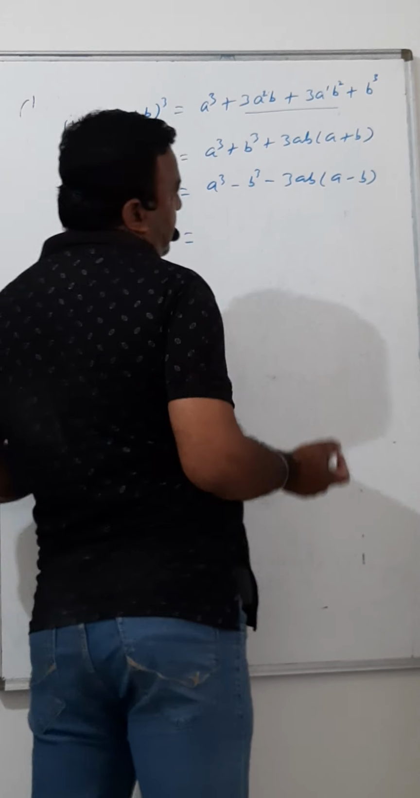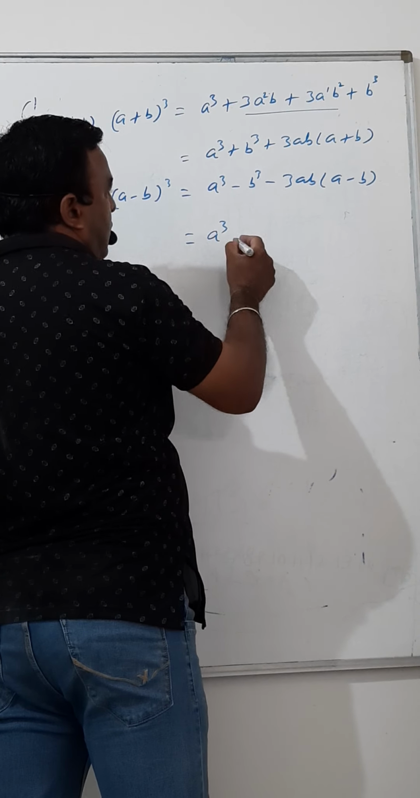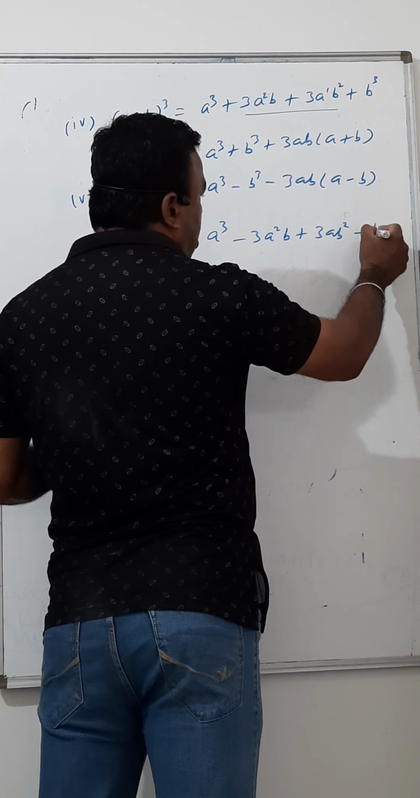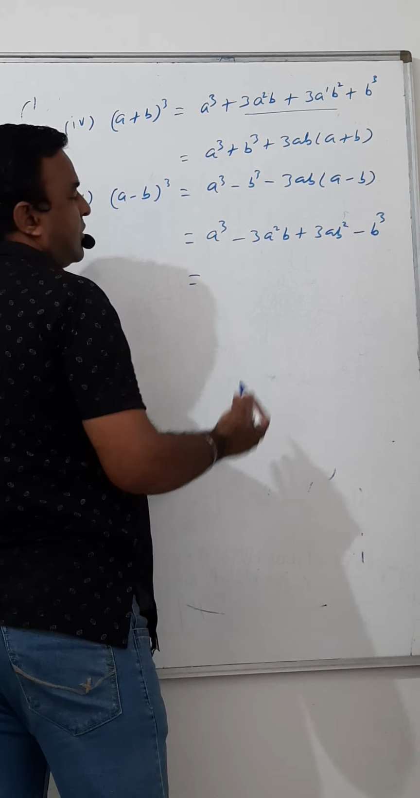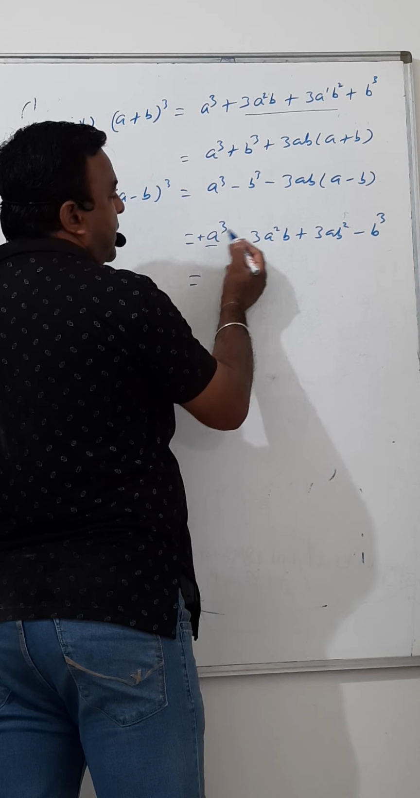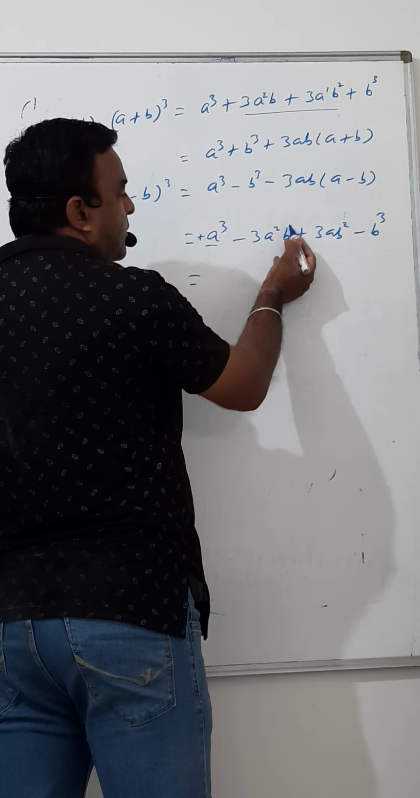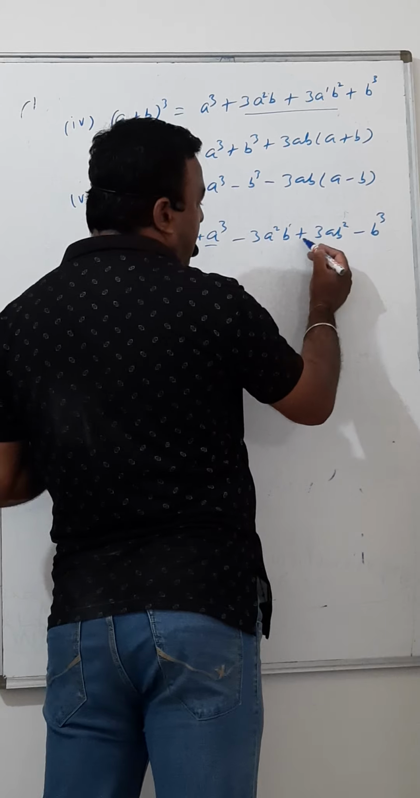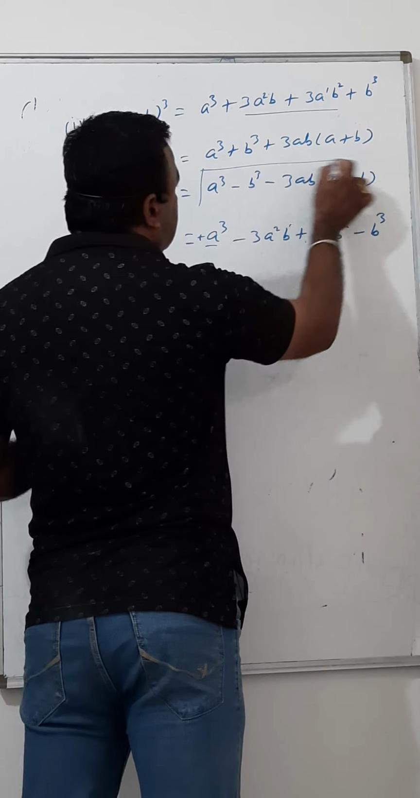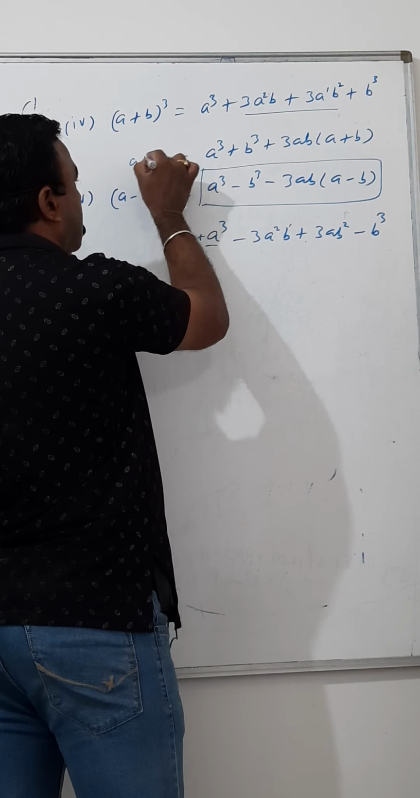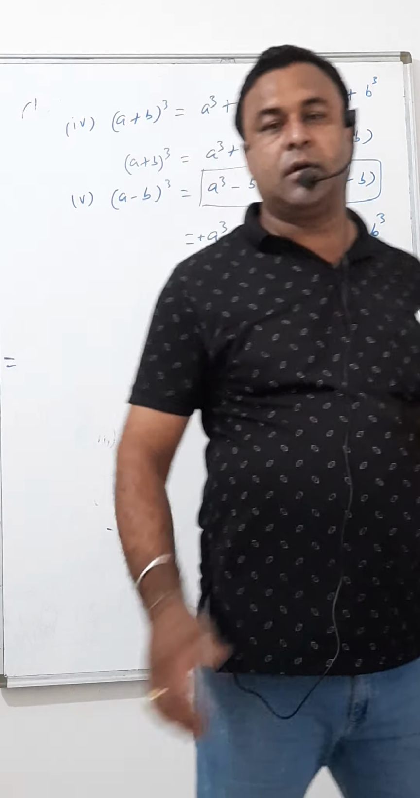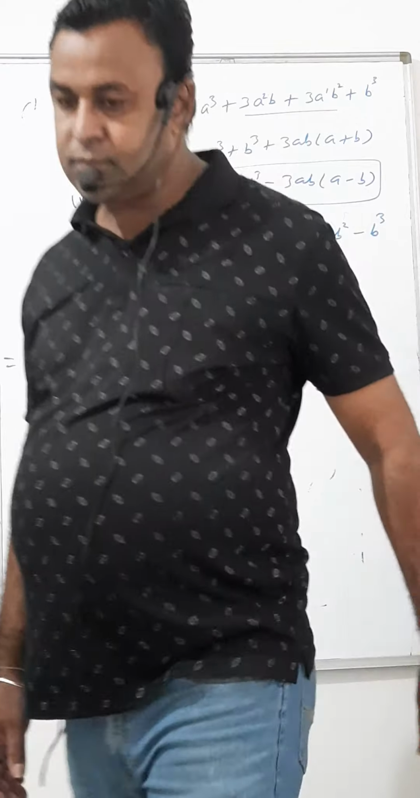Here is one sign change. This is a cube minus 3a square b plus 3ab square minus b cube. How does it go? a cube positive, then minus sign. Then the power of a is decreasing, b increasing, power 1. Then power 2, again sign change. Then again sign change, power 3, in a similar manner. But actually, if you memorize these two formulas in this way, it will make lots of calculation easy.